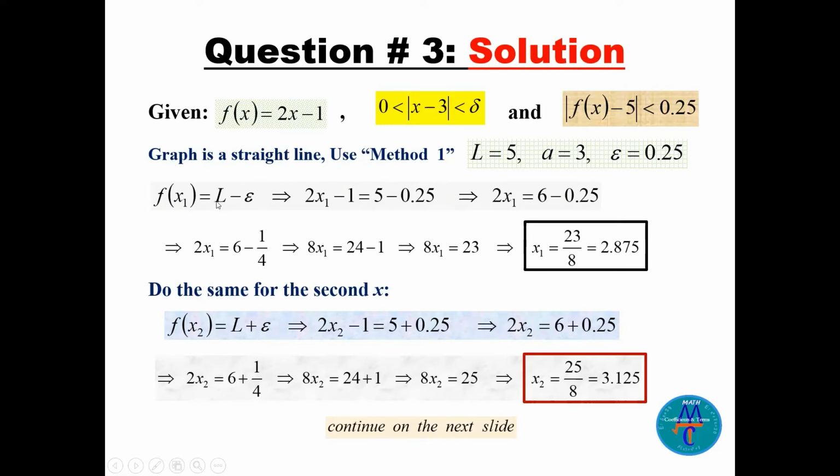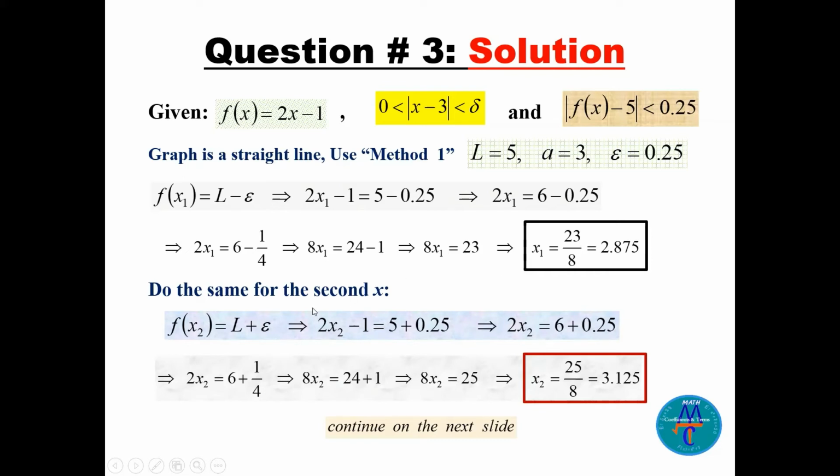F of x1 is equal to L minus epsilon. So we can just replace here 2x1 minus 1 from the function is equal to 5 minus 0.25. So take minus 1 to the other side, it becomes 2x1 is equal to 6 minus 0.25. Just make it a fraction, 1/4, and multiply by 4. So this is 8x1 equals 24 minus 1. So x1 you can find directly: 23/8, which is 2.875.